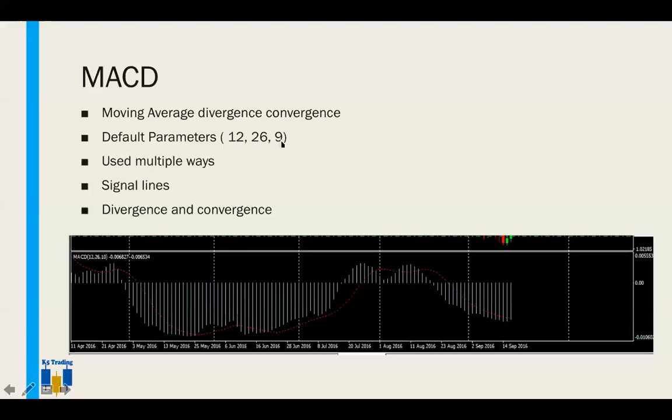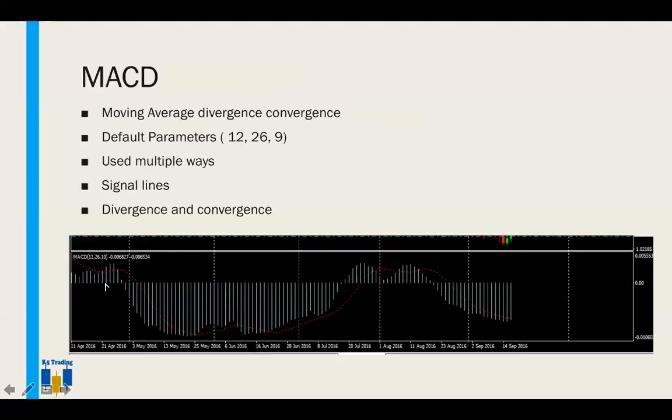The 9 is the moving average of this histogram. So 9 is the moving average of the distance between these two. People use MACD in various different ways, so let's first understand the structure of the MACD. You can see here this is the zero line, and you can see some histogram bars on the upper side, some on the downside. Then you can see this red line, which is the moving average of the difference of these two, 12 and 26.